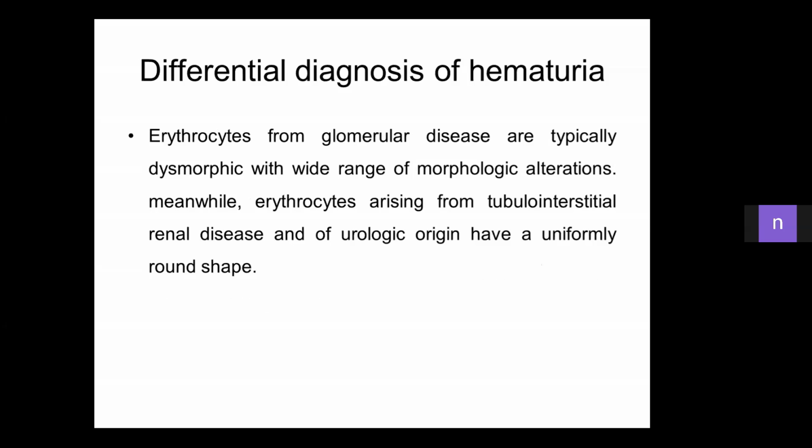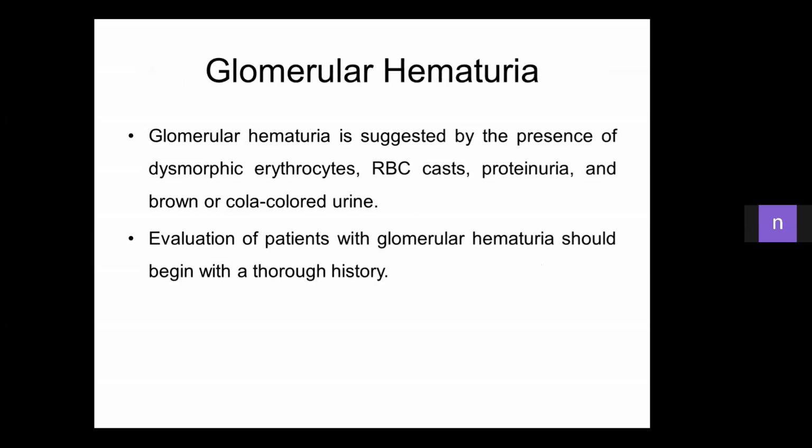Erythrocytes from glomerular disease are typically dysmorphic with a wide range of morphologic alterations. Meanwhile, erythrocytes from interstitial renal disease and of urologic origin have a uniformly round shape. So that's the difference in shape. For glomerular hematuria, there is presence of dysmorphic erythrocytes, RBC casts, and then proteinuria.